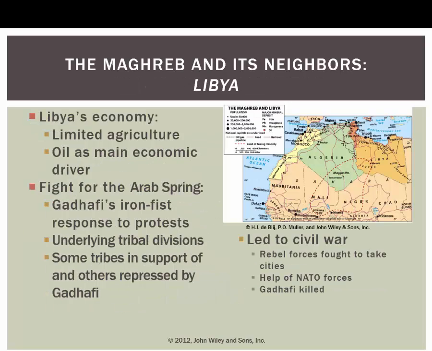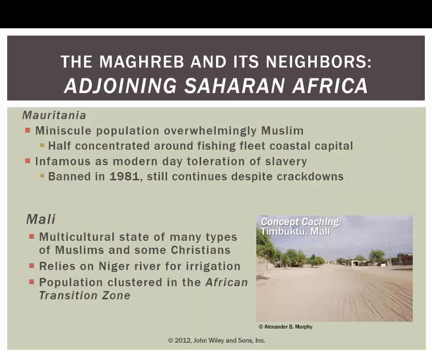Libya lies between the Maghreb states and Egypt, and its economy relies most heavily on oil. The dictator Muammar Gaddafi squashed potential rebellion in the wake of the Arab Spring, and eventually civil war broke out. Mauritania has a population of less than 4 million and is mostly concentrated on its coastal capital. It's known as one of the last places where slavery continued to be tolerated. Mali is a democratic state where a multicultural population is home to the fabled city of Timbuktu.